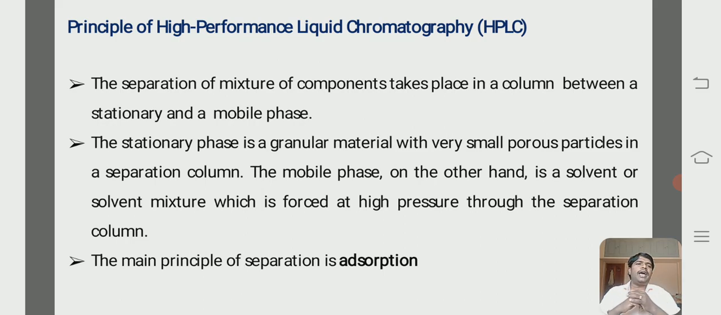Coming to the principle of this HPLC technique. The separation of a mixture of components takes place in a column between a stationary and a mobile phase. The stationary phase is a granular material with very small porous particles in a separation column. On the other hand, the mobile phase is a solvent or a solvent mixture which is forced at high pressure through the column.